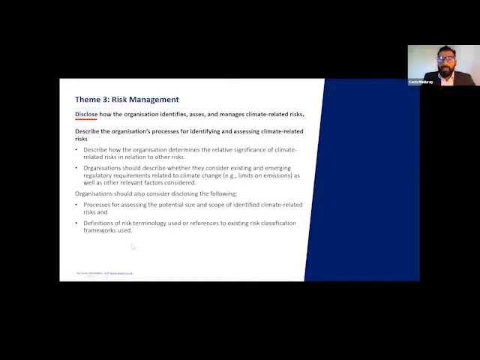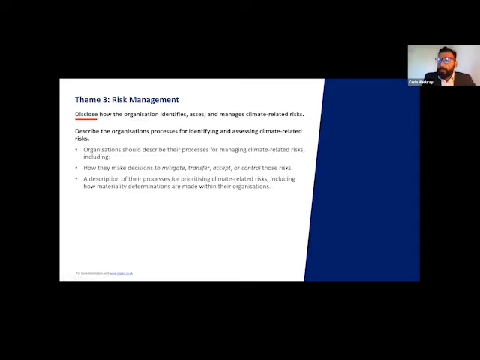Moving on to the next theme, which is risk management. The recommendation here is for companies to disclose how they identify, assess, and manage climate-related risks. The first part of risk management guidance is about describing how the organization decides on the significance of the chosen climate-related risks and, if possible, in relation to how other risks are identified. Also important is describing the definitions or terminology used within their processes, which is important throughout disclosures. As the TCFD has a big focus on transition risks, organizations should also describe any risks they see coming from regulatory or legislative changes that could impact their business.